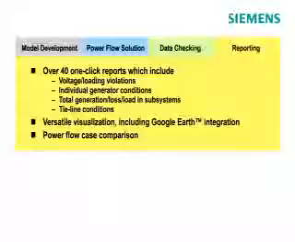Reporting. We have over 40 one-click reports. Here is a small sample of what you have readily available, such as bus voltage and branch loading violations. You can also use the reporting activities to find out individual generator conditions. If your system is connected to other neighboring areas, you can check the tie line flows. You can even compare the power flow cases.